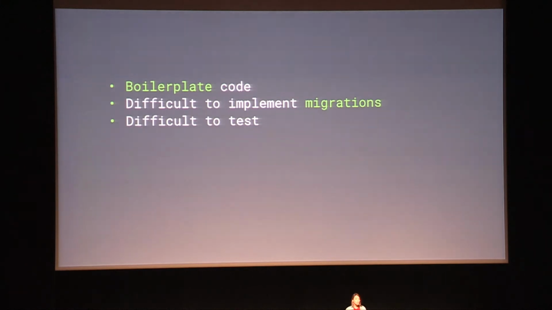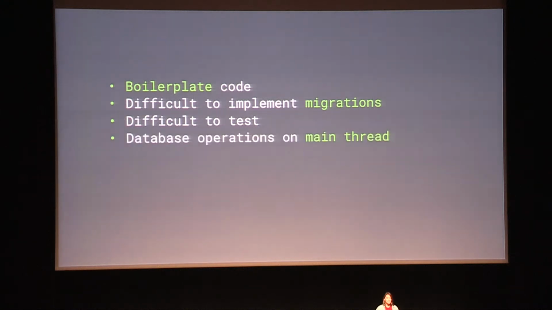In order to check that my queries were indeed correct, I had to run the app, or even implementing a simple test that checked that the queries are correct was, let's say, not really easy. Not to mention actually testing the migrations also. And then another thing that's easy to do, and to be honest, I'm also guilty of doing, is doing database operations on the main thread. That meant that my app ended up skipping frames just because I was doing all sorts of work with the database on the main thread.